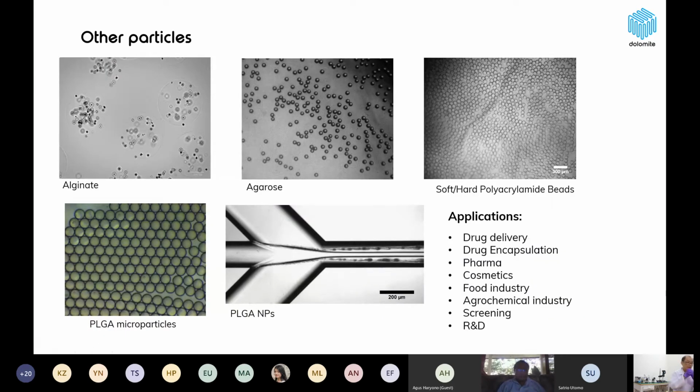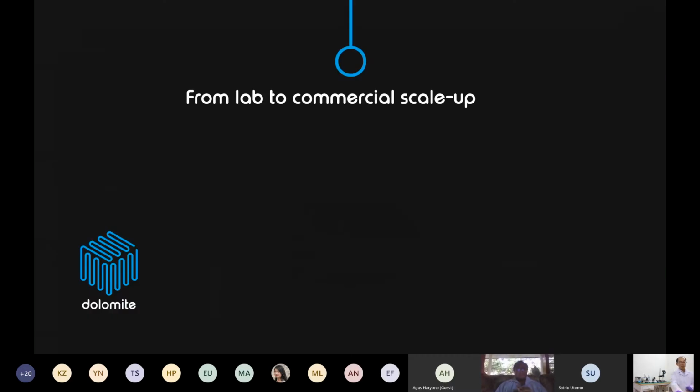With other particles, we can also make alginate, agarose, or soft and harsh polyacrylamide beads, which can be applied in many applications like drug delivery, drug encapsulation, pharma, cosmetic, food industry, agrochemical industry, and screening and R&D. So we will talk about our system from lab to commercial scale.